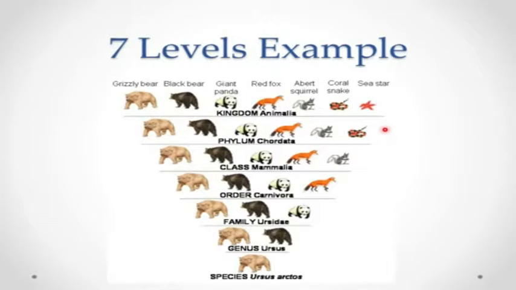So the next level, phylum, is Chordata. That means basically all vertebrates, things with a backbone. So we got rid of the sea star as we came here. Next level is class, Mammalia, so mammals. We lost the snake. That's a reptile, right? Next level, order, Carnivora. Next level, family, Ursidae. That's a bear family. Next level is the genus Ursus. And then finally, the species level, Ursus arctos, is just the grizzly bear at that level.